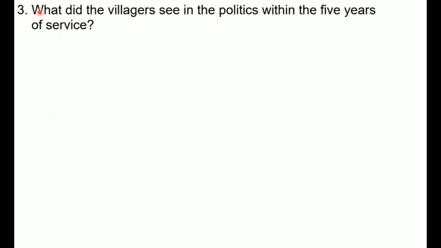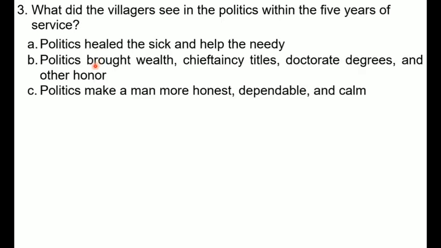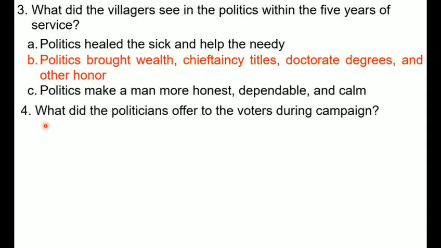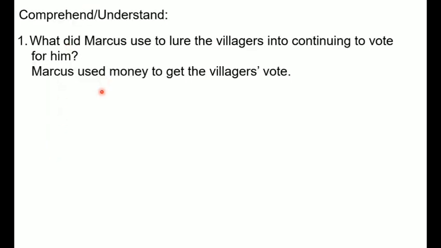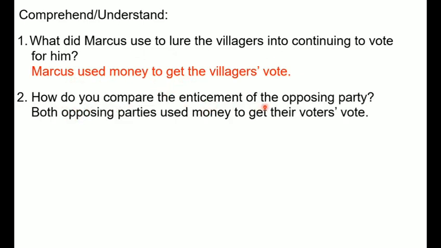Number 3. What did the villagers see in the politics within the 5 years of service? Okay, answer. Politics brought wealth, chieftaincy titles, doctorate degrees, and other honor. Number 4. What did the politicians offer to the voters during campaign? Okay, the answer is money. All right. What did Marcus use to lure the villagers into continuing to vote for him? Okay, Marcus used money. How do you compare the enticement of the opposing party? Both opposing parties used money.